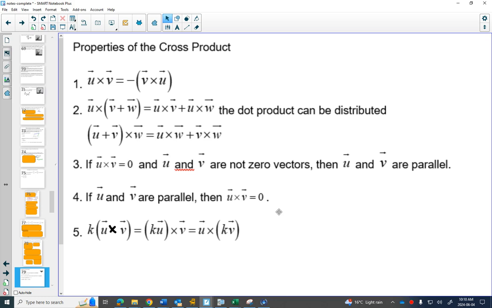If the cross product is 0, this is a new way to show that vectors are parallel, as long as one of them is not the 0 vector. If you have the 0 vector and you multiply dot product or cross product, you're going to get 0. So, if the cross product is 0, then they're parallel. Also, if they're parallel, then the cross product is 0. Now that might sound like it's the same thing twice, but in mathematics, order matters, right?